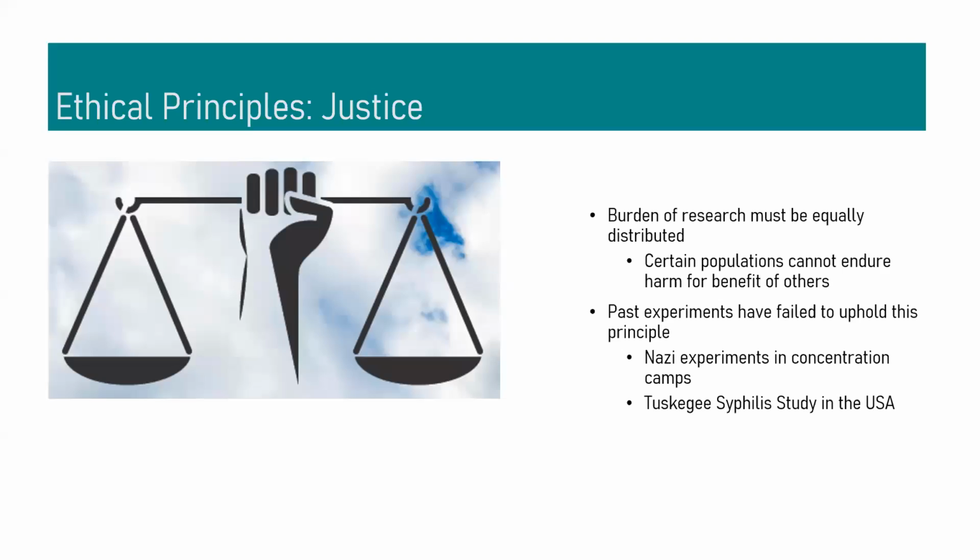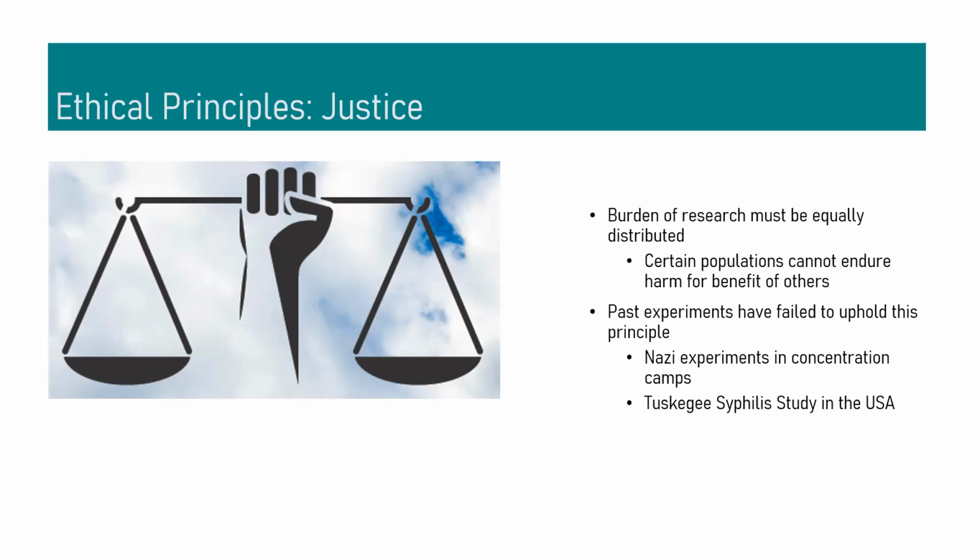Okay. So finally, the third principle is the principle of justice. The principle of justice argues that the burden of research must be equally distributed, and that certain populations should not endure harm for others to benefit. Many studies in the past have ignored this principle. The most notable examples in recent or semi-recent years are the Nazi experiments on those in concentration camps, and the US government's syphilis experiments on the African-American community, or the Tuskegee syphilis study in the US.